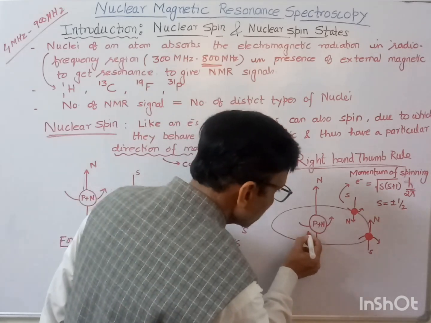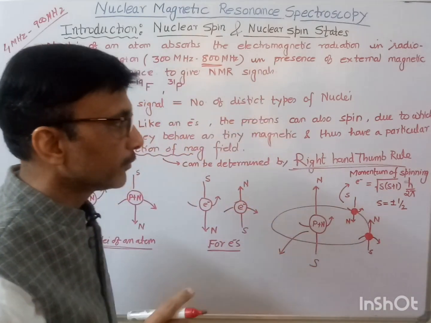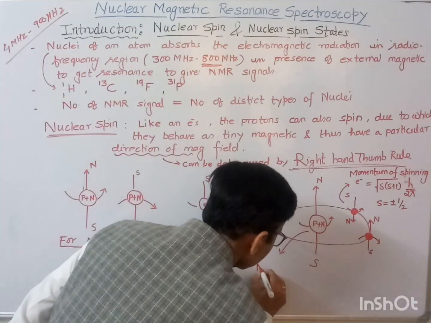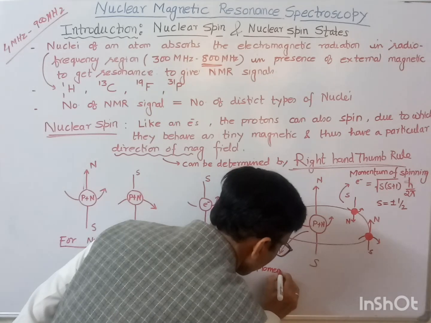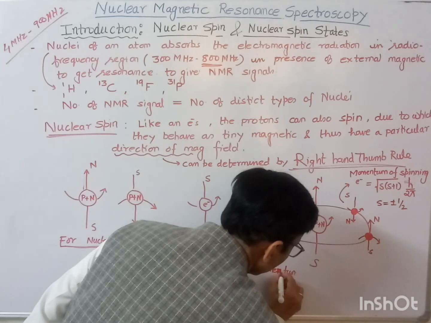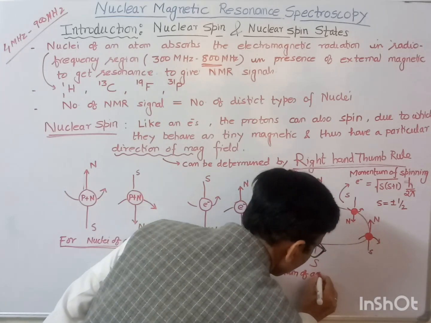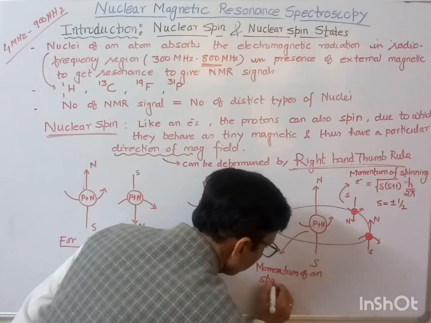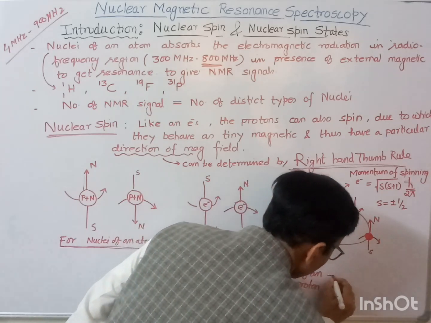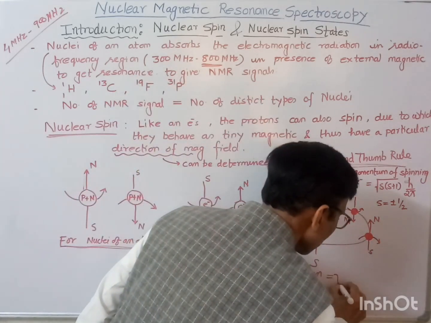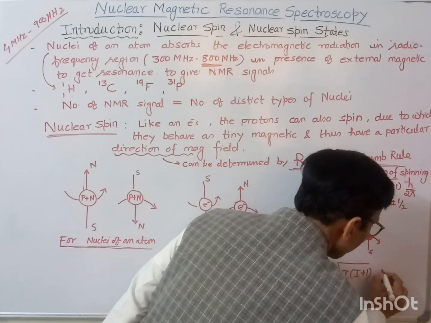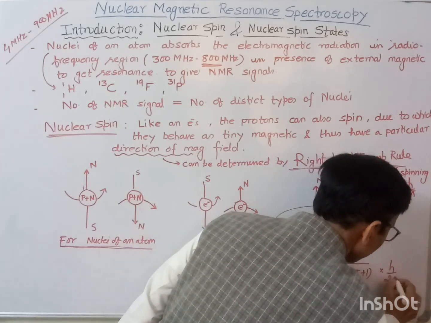Whereas if we have a proton, what would be the momentum of a spinning proton? The momentum of a spinning proton is equal to root over I(I+1) multiplied by h upon 2 pi.